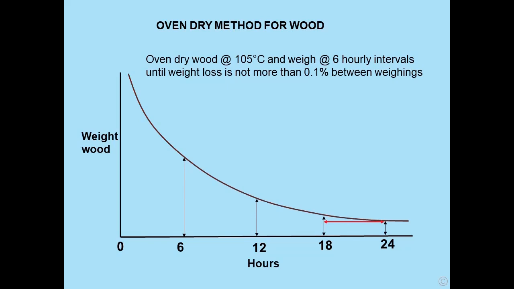The reason for this is quite simply, once you start drying wood, it continues to lose weight, even tiny bit by tiny bit. So that's what we're looking for. If that weight loss between two weighings is less than 0.1%, we call that the final weight.